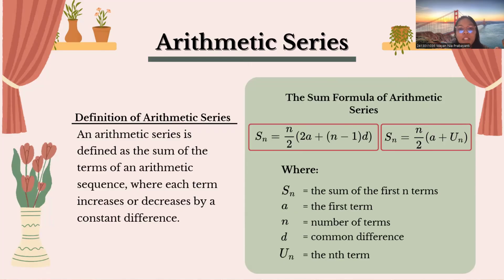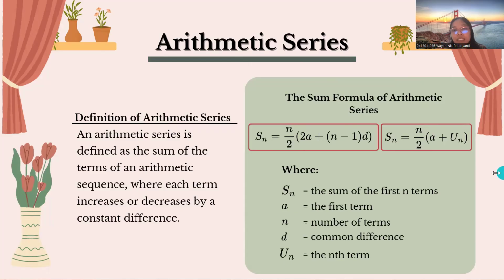behind this formula. Imagine you pair up the first and the last term, and the second and the second last, and so on. Each pair will always add up to the same value, which is a plus u sub n. And there are n divided by 2 such pairs. So the total is n divided by 2 times (a plus u sub n).